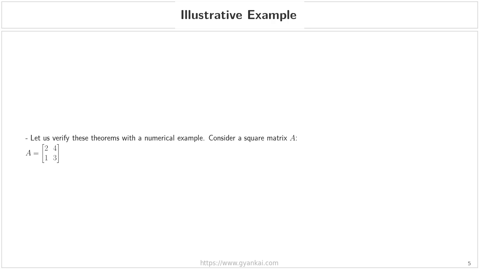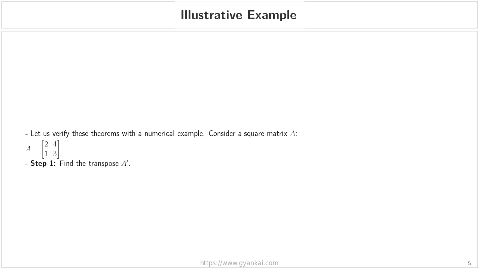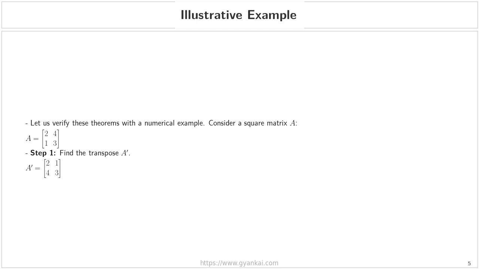Let us start with a simple 2x2 square matrix, which we will call matrix A. Matrix A consists of the first row, 2 and 4, and the second row, 1 and 3. Step 1 is to find the transpose of A, which we denote as A transpose. By swapping the rows and columns, the first row becomes the first column, and the second row becomes the second column. This gives us a matrix where the first row is 2 and 1, and the second row is 4 and 3.